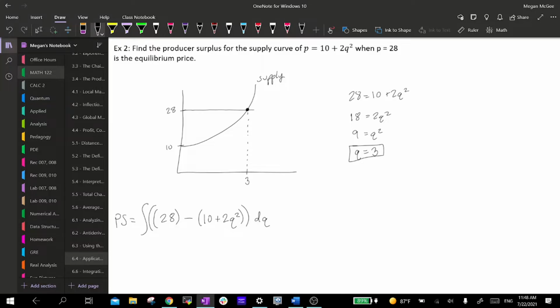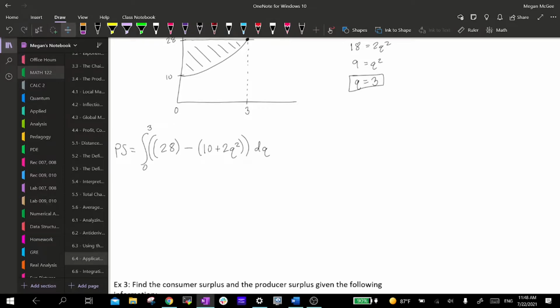All right, so that's going to be our top bound, and our bottom bound is going to be at 0 because we don't have anything on the other side of 0. It doesn't make sense, again, to have negative quantity or negative price. So we want this total area starting at 0 going up to 3. So we just need to take this integral.